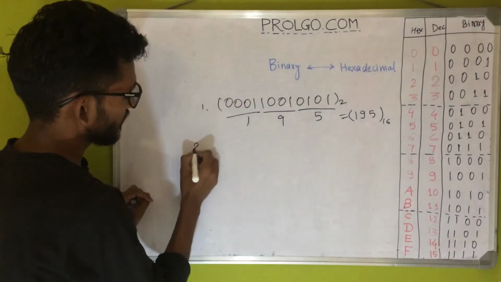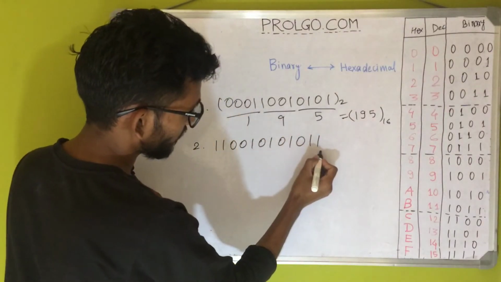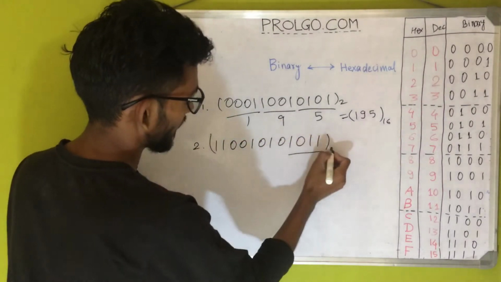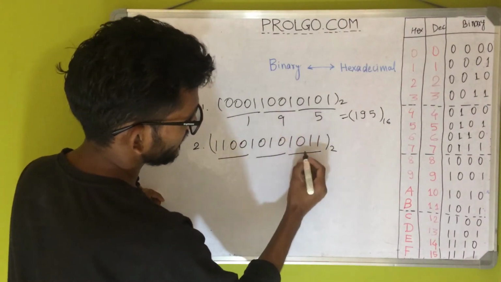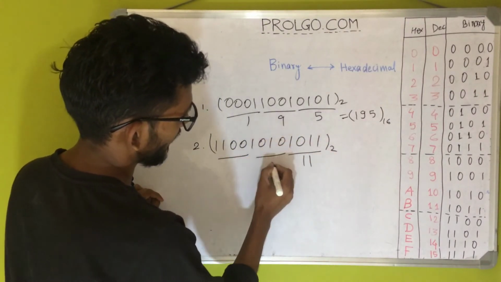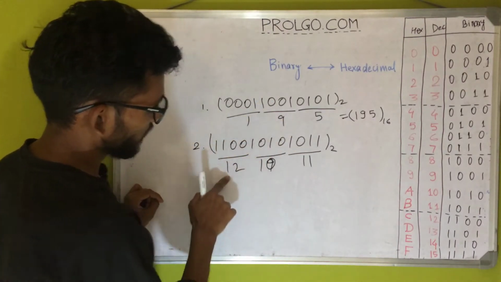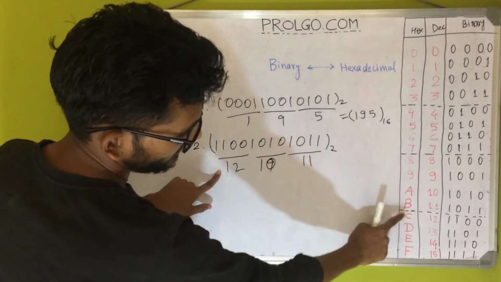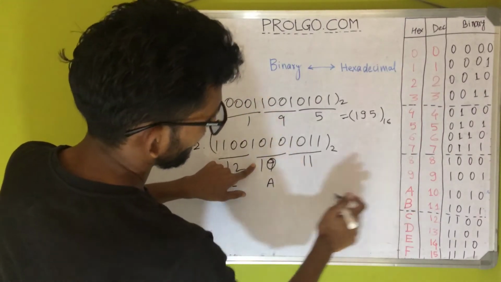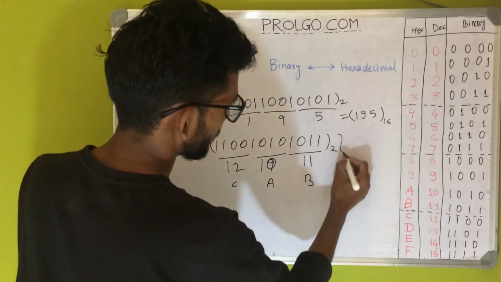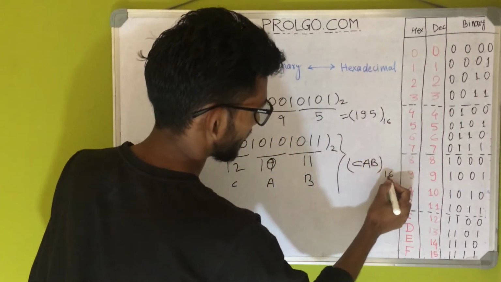Now take another example, 110010101011. Now make pairs of 4. Suppose it has been given as binary, this one pair and this one. Now calculate the values: this is 12, this is 10, and this one is 11. For 12 you can see C, for 10 we have A, and for 11 we have B. So this will be equivalent to CAB in hexadecimal.